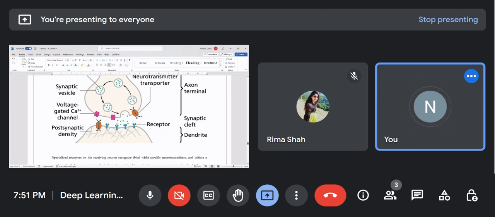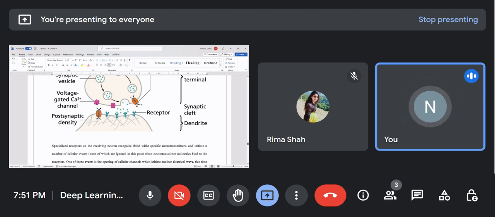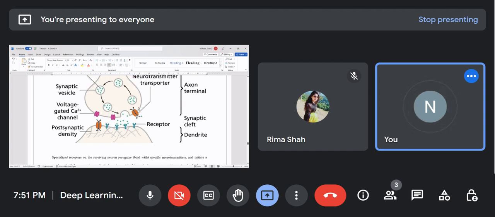This is the synaptic vesicle, and these are the voltage channels. Okay, and from here the output comes, which is received by the dendrite of the other neuron. So you can see that there are certain receptors. These are called your transporters, transporter or transmitter, whatever you can say. Okay, these are voltage channels, these in pink are voltage channels.